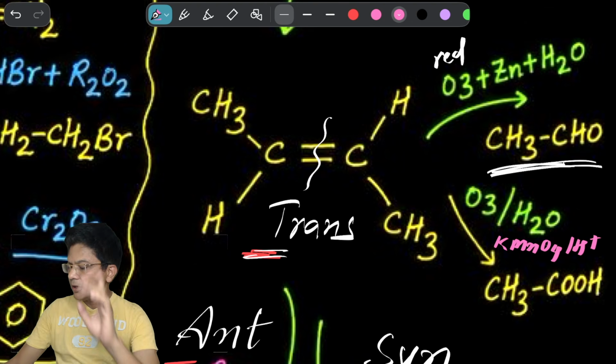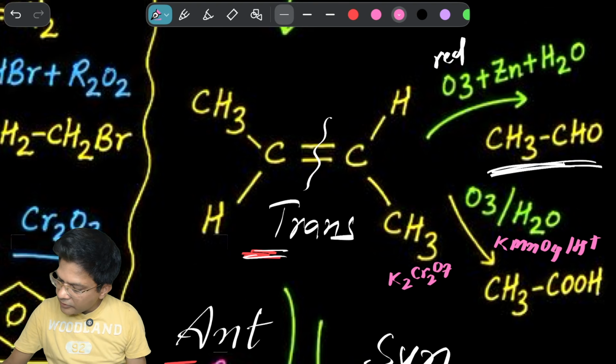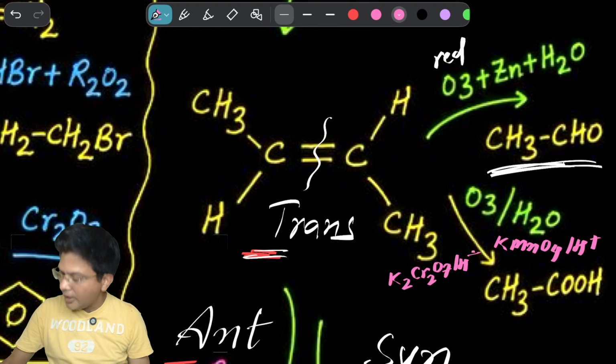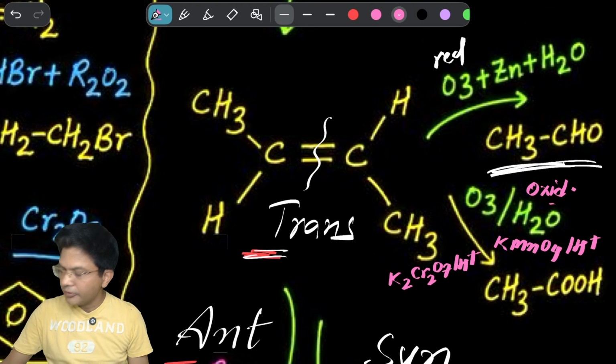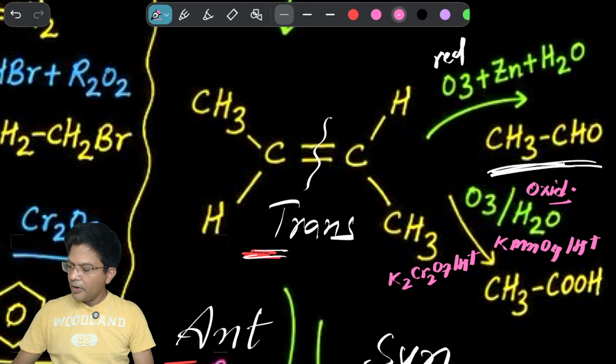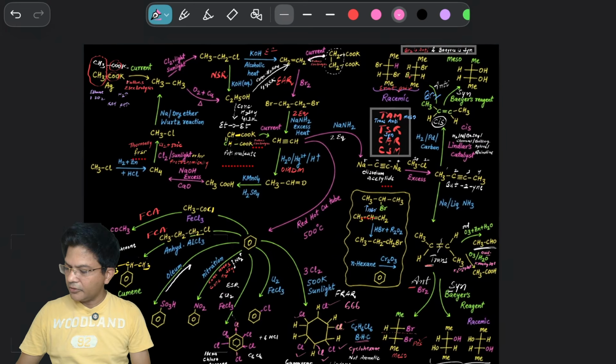Or you do the reaction with K2Cr2O7 in acidic medium, then also you will get the same product. This is known as oxidative ozonolysis. Now if you want to take a screenshot, now everything is written over here.